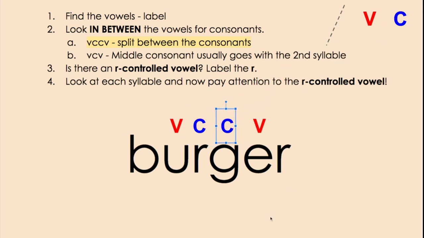Now, when we have a vowel, consonant, consonant, vowel, we generally will put our two syllables right in between the consonants. So I will drag this over to right here. Fabulous. Now, we need to look for any R-controlled vowels. Do you see any vowels that are being controlled by the letter R? I actually see two. I see ER, which we plan to work on.